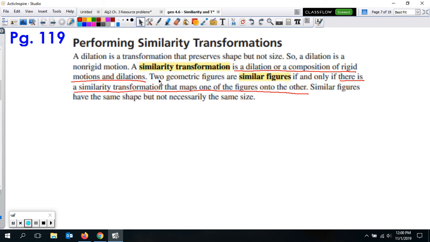figure. So here's what it says here for similar figures. Two geometric figures are similar figures if and only if there is a similarity transformation that maps one figure onto the other. So for a similar figure, we can do a similarity transformation, which would be either using a dilation or the rigid motions, which is there's our 3: the translation, reflection, and rotation are the rigid motion ones. Then we would have similar figures. So go ahead and copy those down in your notes on page 119 for those two vocabulary words.